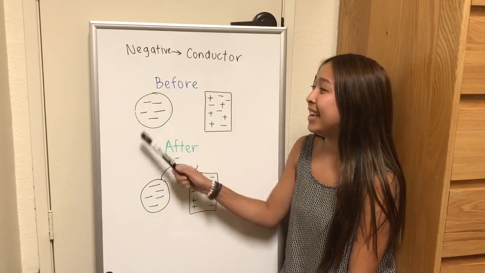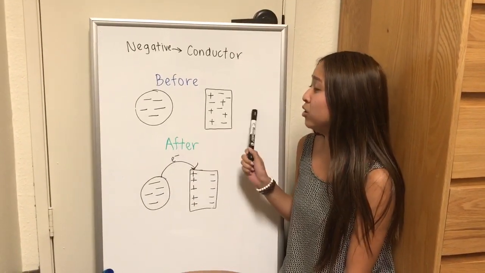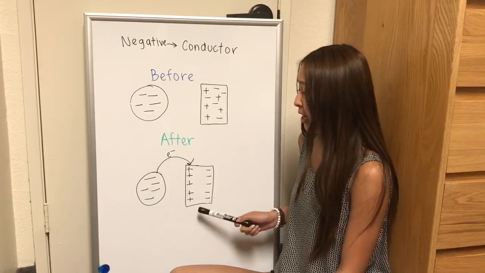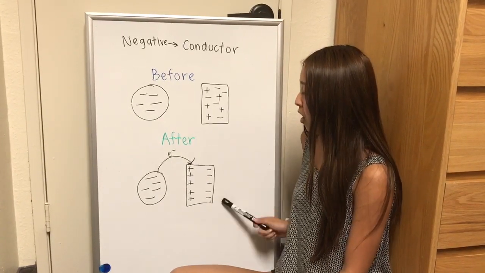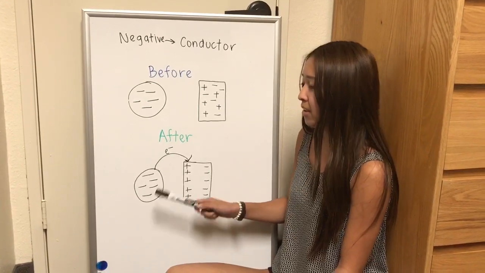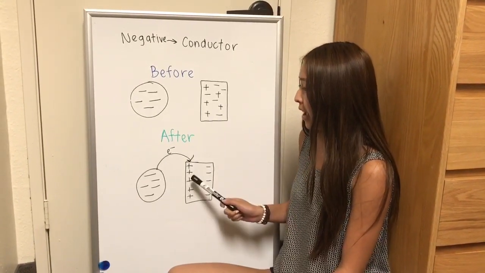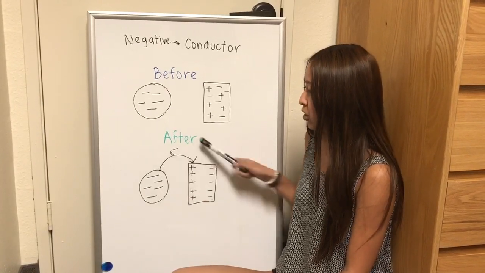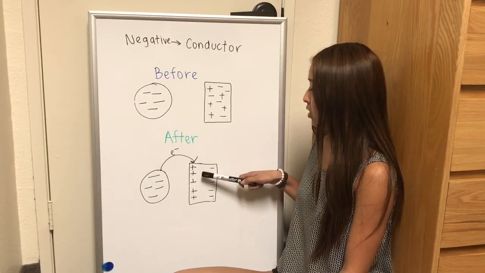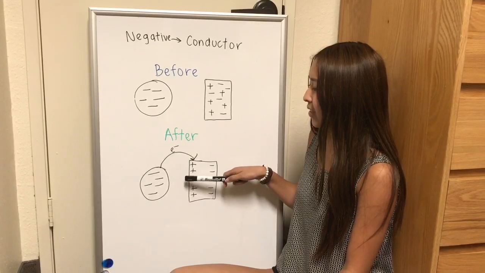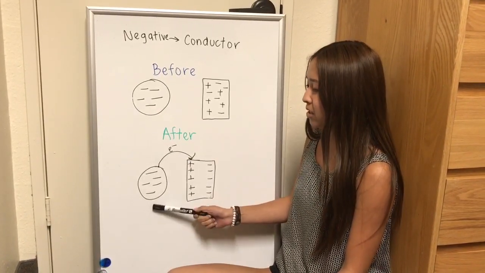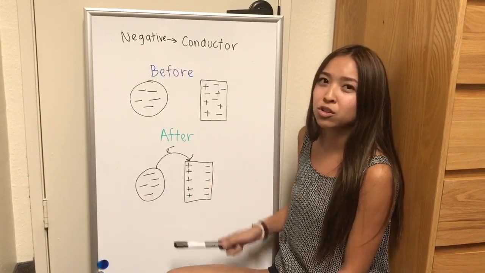When you have a negatively charged object and a neutral conductor, and you bring them close together, you're going to charge by induction, which will move all the electrons farther away from the negatively charged object. If you touch them, then the electrons from the negatively charged object will come onto the conductor, which will give this a net negative charge, and will give this a net neutral charge.